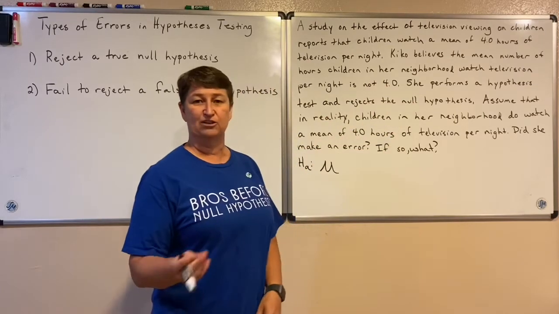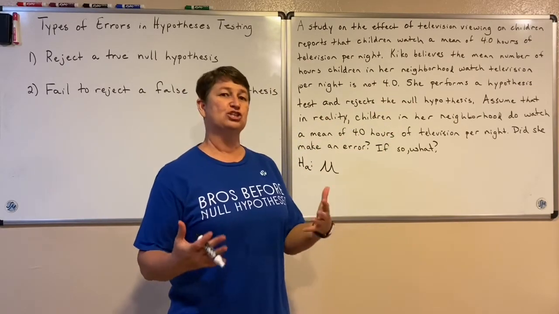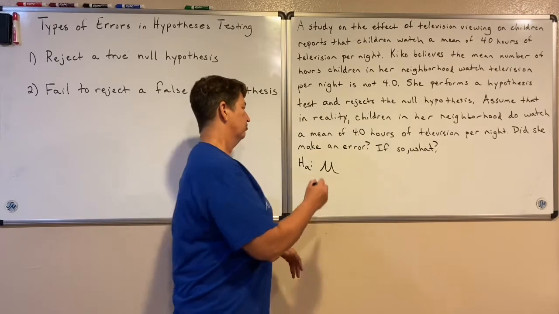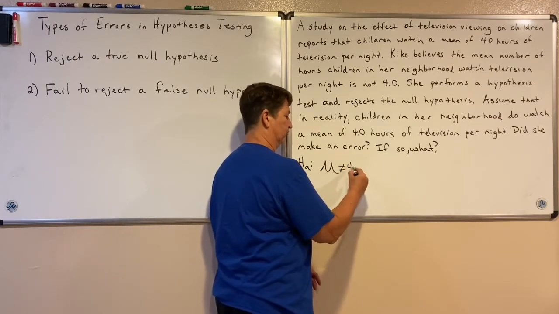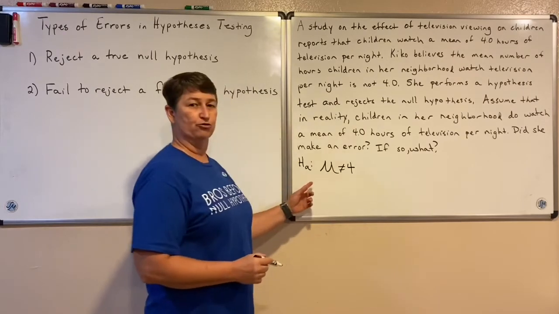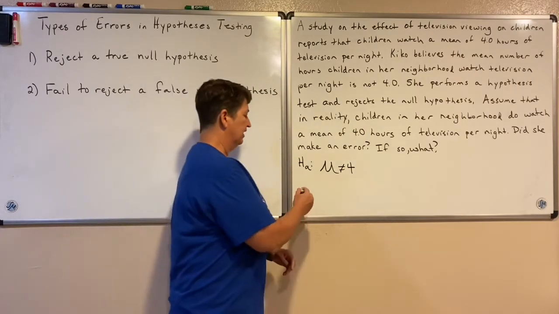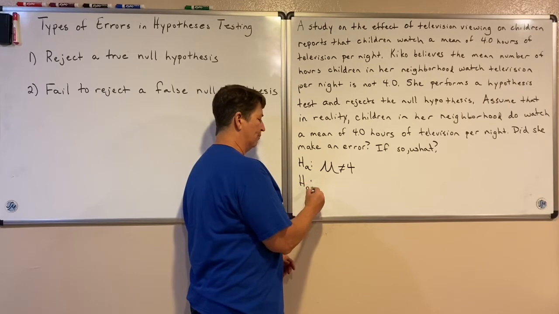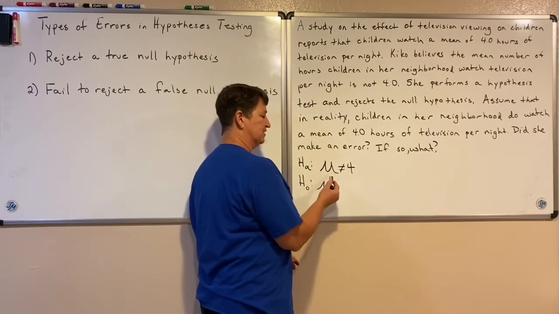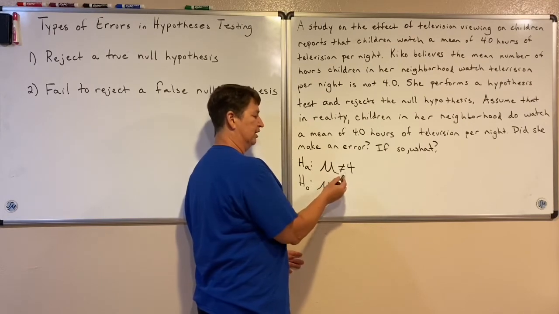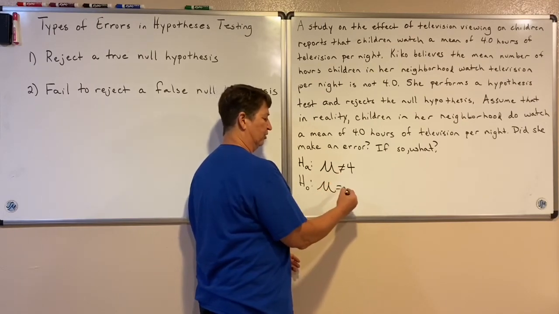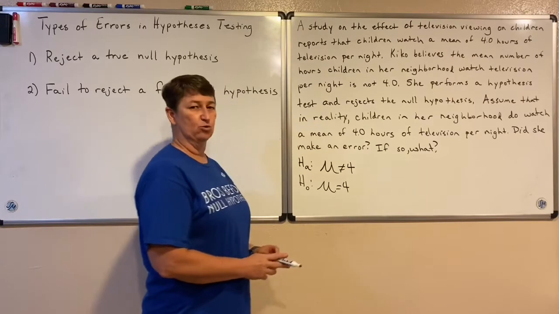Notice she doesn't say it's greater than or less than. She just says it's not 4. So mathematically, I'm going to say the mean is not equal to 4. So that's her alternative hypothesis. Now, for the null hypothesis, it's that opposite mathematical statement, and it always includes the equality. So here it's not equal to, but our null is equal to.